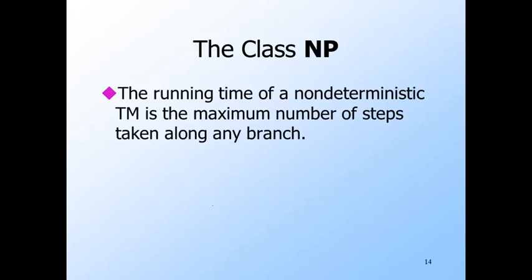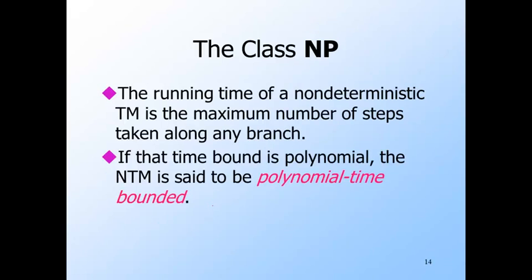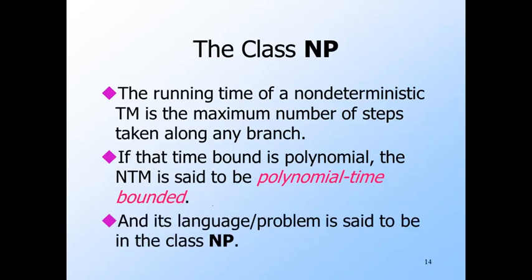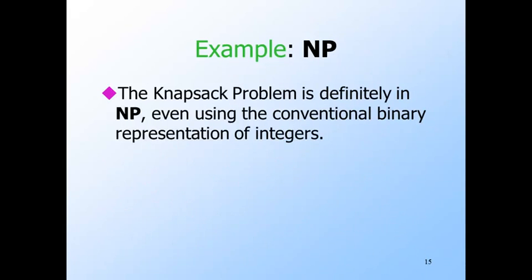NP is defined in terms of non-deterministic Turing machines. The running time of a non-deterministic Turing machine is the maximum number of moves it takes along any branch, that is, by making any sequence of choices. If there is a polynomial bound on that time, then the non-deterministic machine is said to be polynomial time bounded. And the language or problem it accepts is said to be in the class NP. For example, the standard version of knapsack, where integers are represented in binary, is in NP.